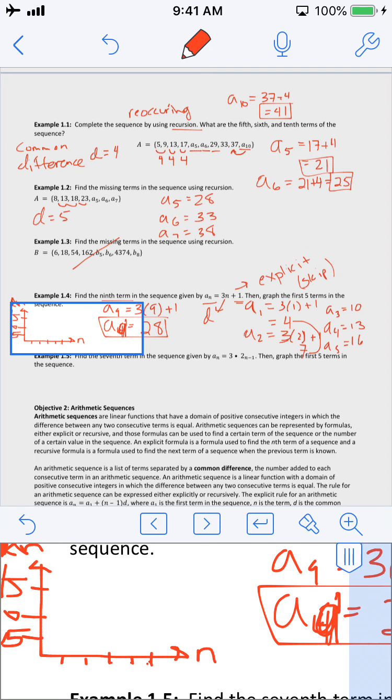2, nope. 2 was at 7, 3 was at 10, oops. 7, 10, 16. Okay. Now I'm not going to connect these dots.